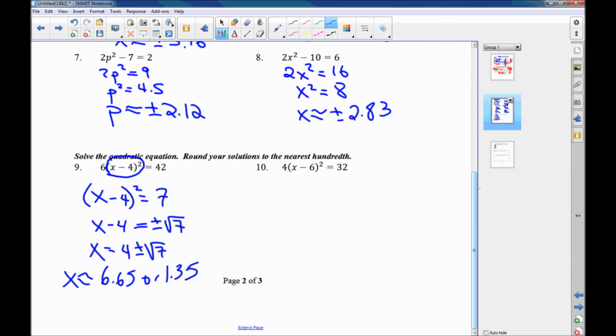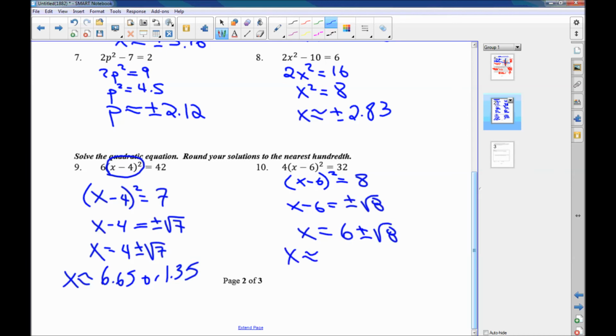All right, so number 10, we're going to divide both sides by 4 to isolate the squared part. In this case, it's a binomial being squared. So this will give us 8. And then we'll square root both sides, which will take away the parentheses on this side. And we're going to get plus or minus root 8. Notice I'm not working it out yet. And then I'll add 6 to both sides. So this is not the square root, so it doesn't go under. So 6 plus or minus root 8.